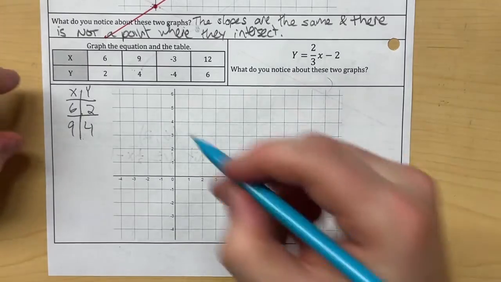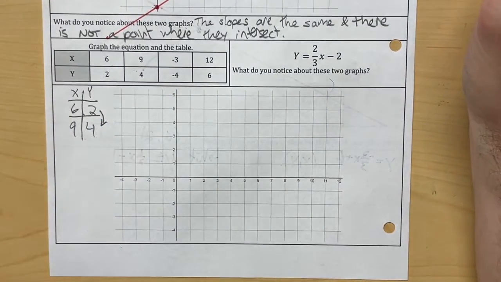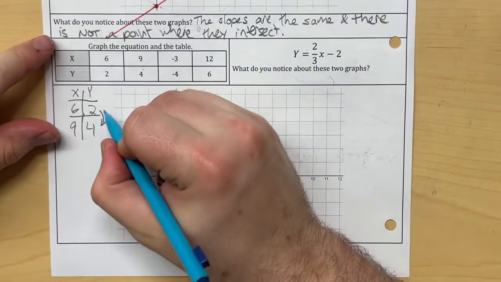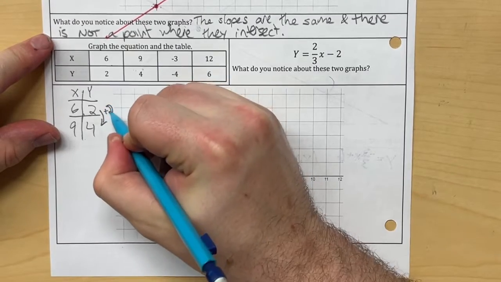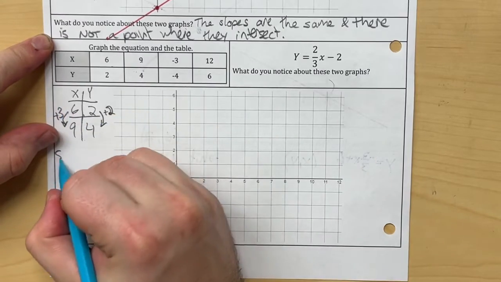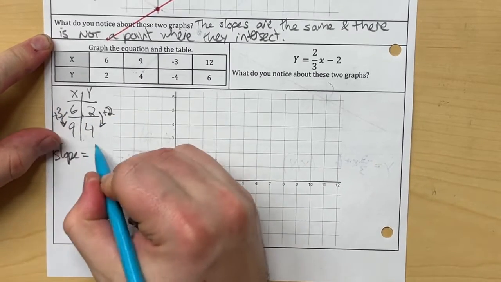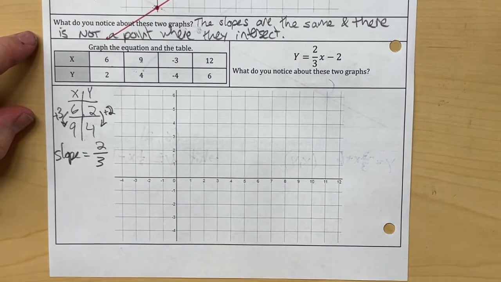What I need to do now is find my change in y. So this is just like that section before. Again, find your change in y, change in x, and that is your slope. So I said my change in y is plus 2, and my change in x is plus 3. That means my slope is going to be 2 over 3. Now that also tells me this.